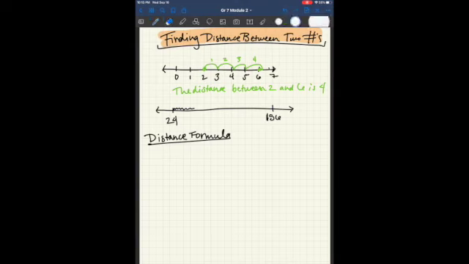The distance formula is this. It is the absolute value of P minus Q. If you are like, what the heck, Mrs. Williams, I thought I was in math. Don't we use numbers in math? Where did this P and Q business come from?